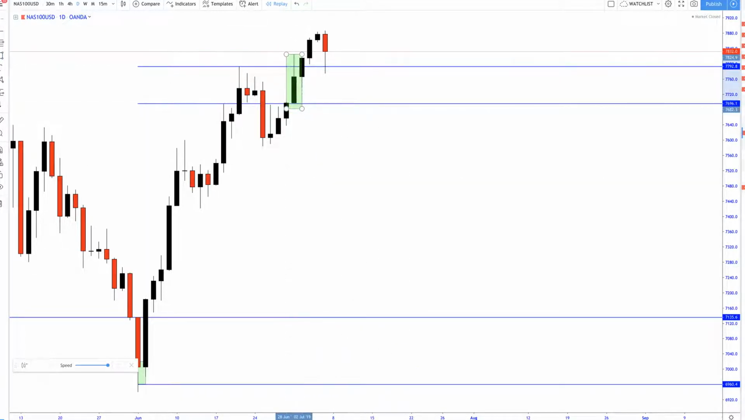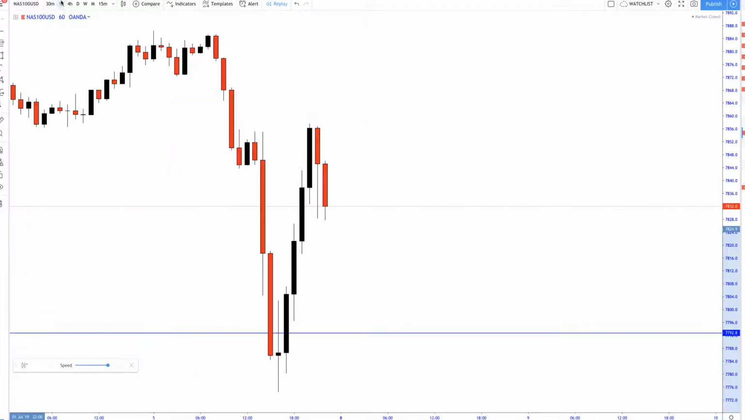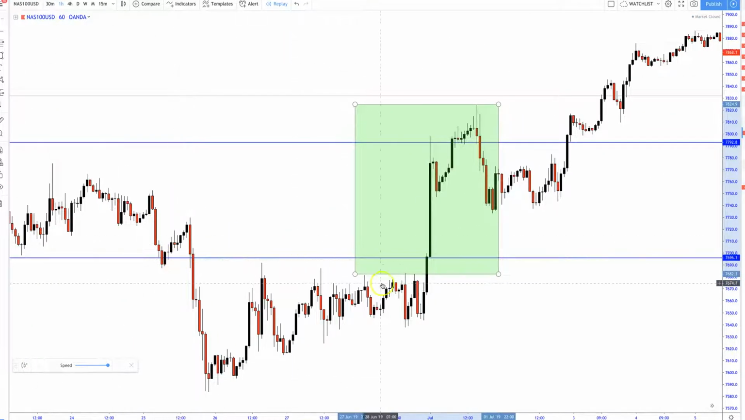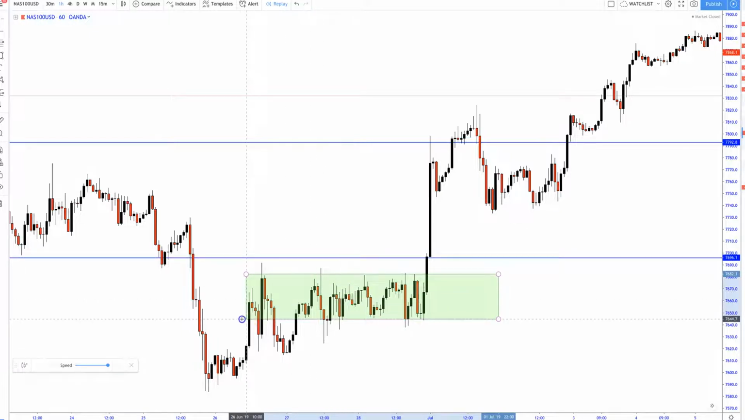You want to go straight down to the 1 hour. Once you're on the 1 hour, if you take the last 4 or 5 days in June, you can see there was some serious consolidation in this area. Serious consolidation. Again, looking to the left between the 26th of June, between 4 in the morning and 9 in the evening, also consolidation. Okay, let's just start here.